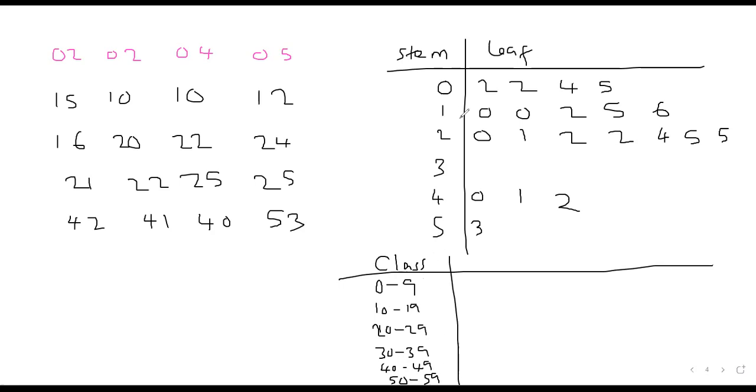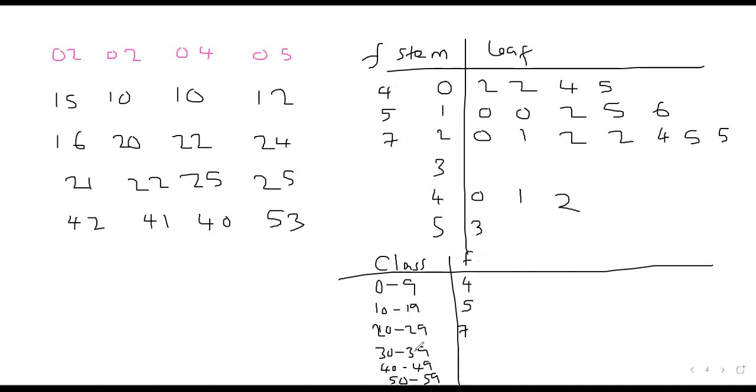So how many numbers are between 0 and 9? The frequency is how many? 1, 2, 3, 4. So here the frequency is 4. We'll put 4 on the frequency. How many are between 10 and 19? 1, 2, 3, 4, 5. So there are 5 there. How many are between 20 and 29? 1, 2, 3, 4, 5, 6, 7. You put a 7 there.